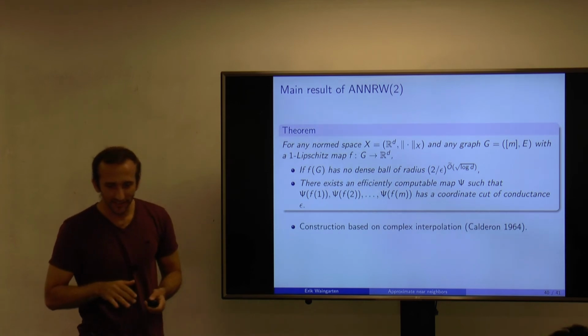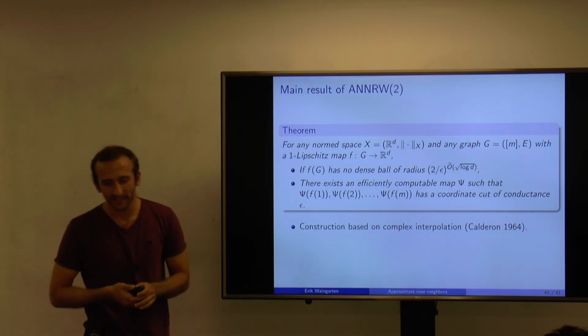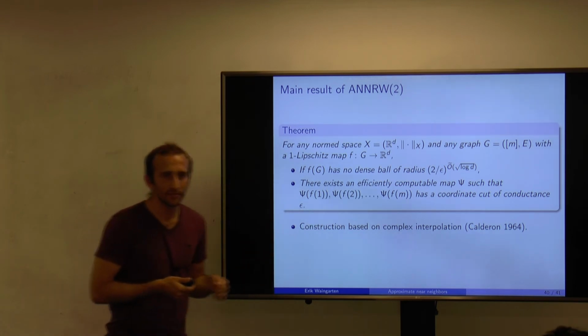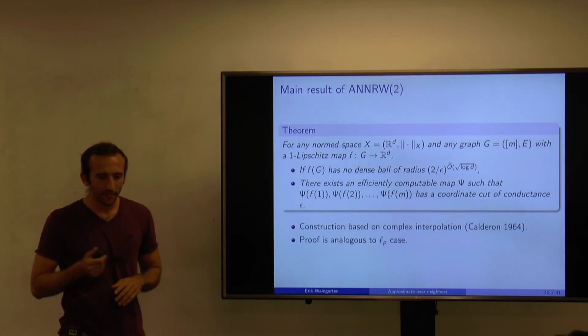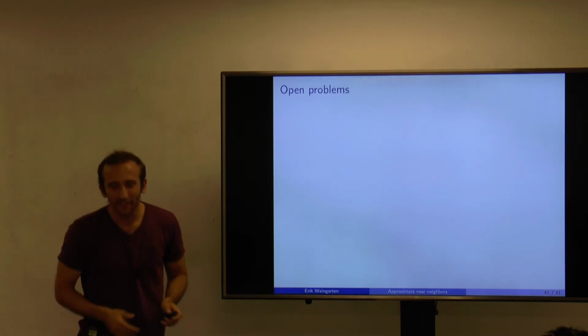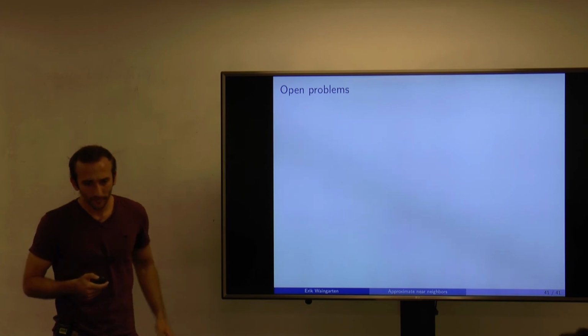Okay, good. So the construction is based on this notion of complex interpolation, and actually we show that you can compute this map efficiently. But the proof is really analogous to the Lp case. So I'll conclude with some open problems.